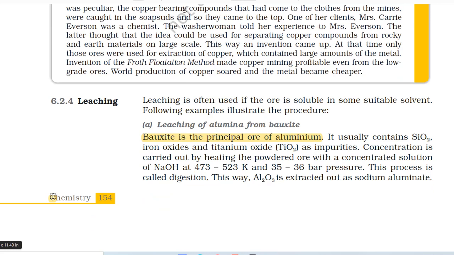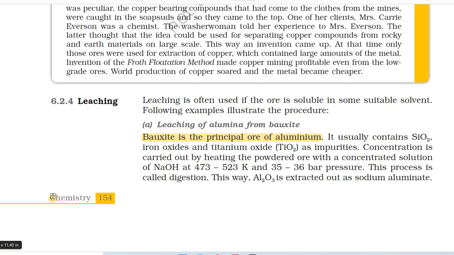6.2.4 Leaching. Leaching is often used if the ore is soluble in some suitable solvent. Following examples illustrate the procedure. A. Leaching of alumina from bauxite. Bauxite is the principal ore of aluminium. It usually contains silicon dioxide, iron oxide, and titanium oxide as impurities.